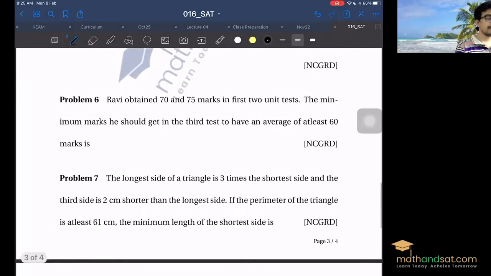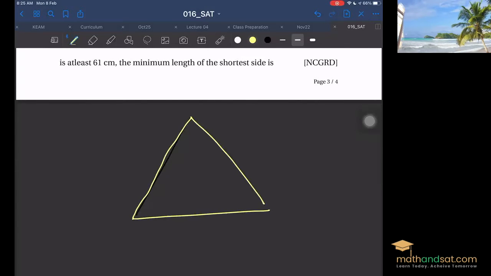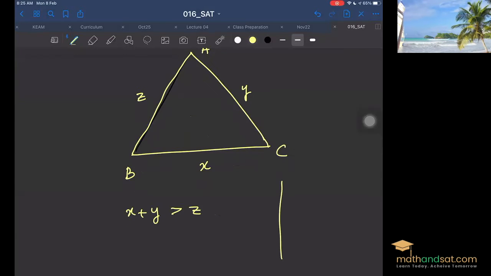Yeah. See, if you have a triangle A, B, C, and if I represent the side lengths as X, Y, Z, the sum of two sides has to be greater than the third side. So your X plus Y has to be greater than Z. And similarly, your Z plus Y has to be greater than X. Your Z plus X has to be greater than Y.